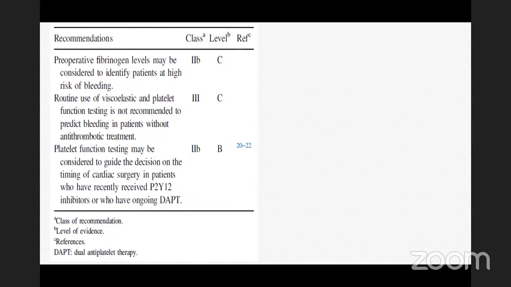Platelet function testing may be considered to guide decision and timing of cardiac surgery in patients who have recently received P2Y12 inhibitors or who have ongoing dual antiplatelet therapy. This is class 2B level B.